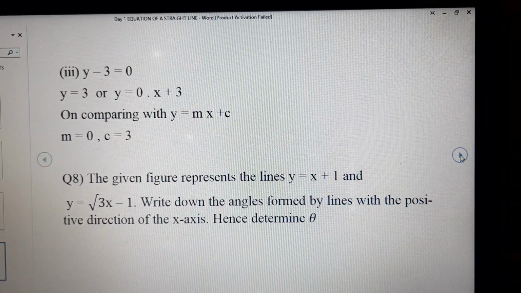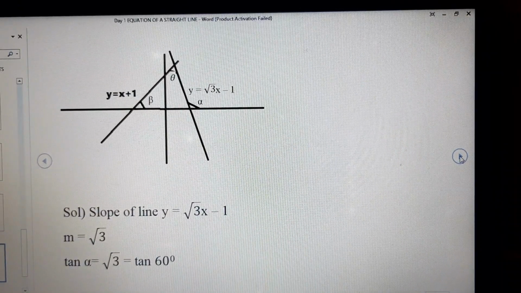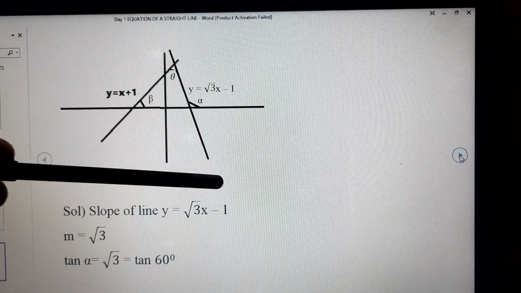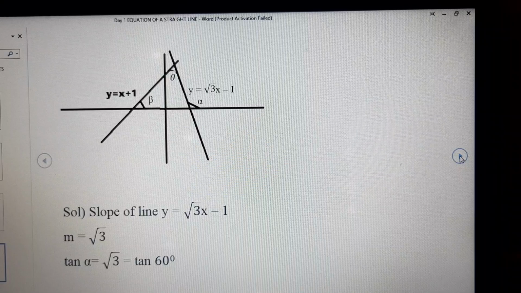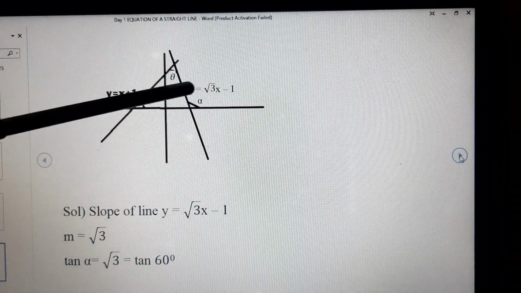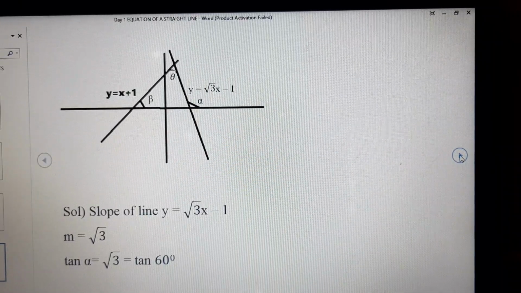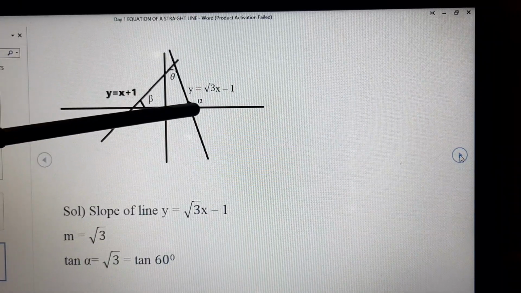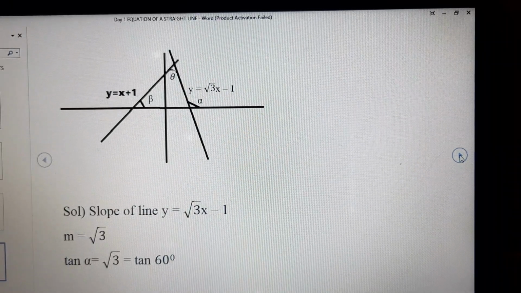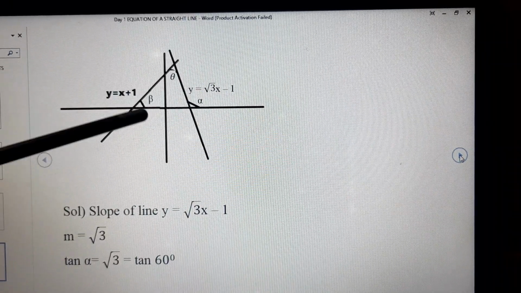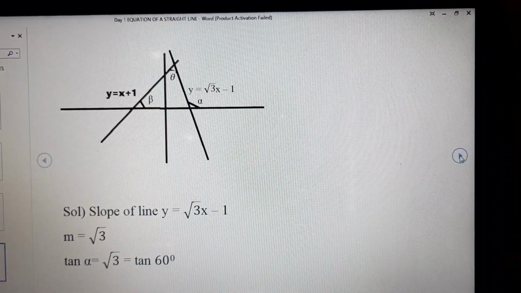The last question for the day is, the diagram is given in this manner. This question has been taken from your book, so you can see two lines are there. We need to find out the slope. We need to find out the inclination of these lines from the positive direction of the x-axis. So the line y is equal to root 3 x minus 1 is making angle alpha. The angle of inclination will be alpha. And the line y is equal to x plus 1 is making angle beta. We need to find out the angle of inclination.